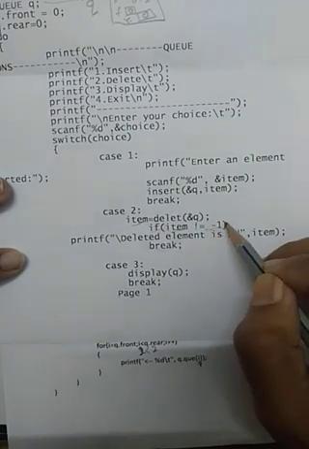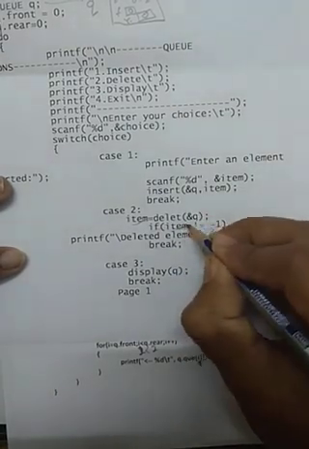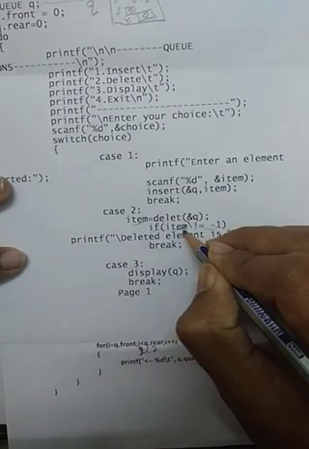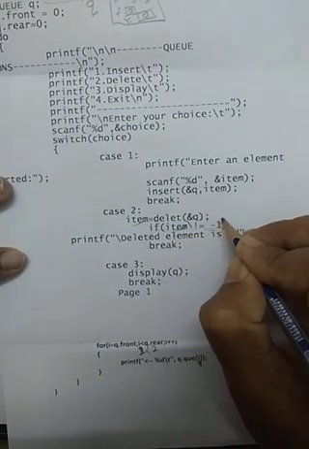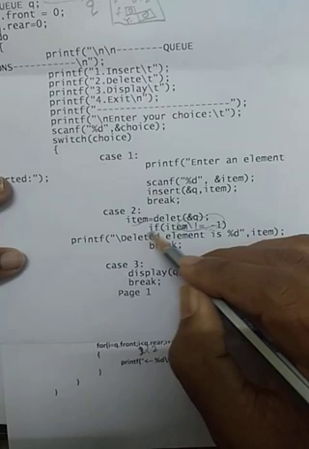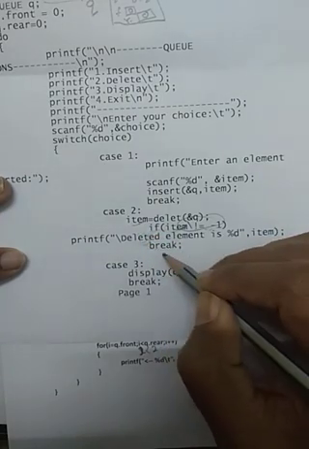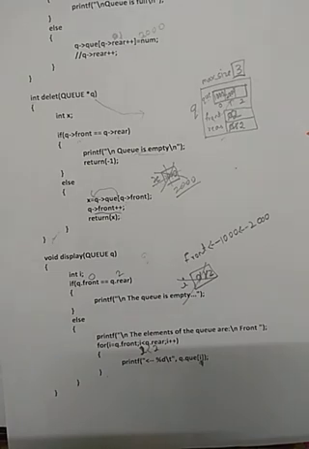So in this case it is -1. So item returned is -1. I'm checking, I'm saying here -1 is not equal to -1. So this condition is false, and this particular statement is skipped. I break out of switch statement. So hope you have understood the working of insert and delete and display with respect to queue data structure.